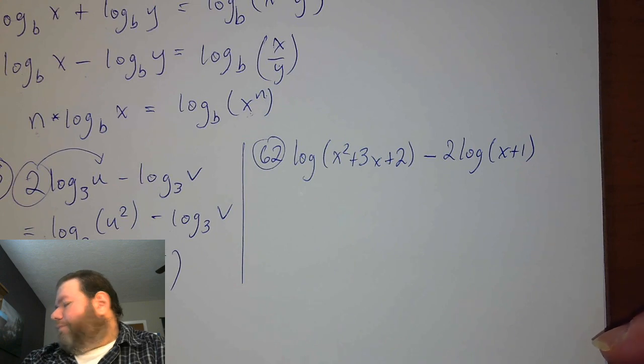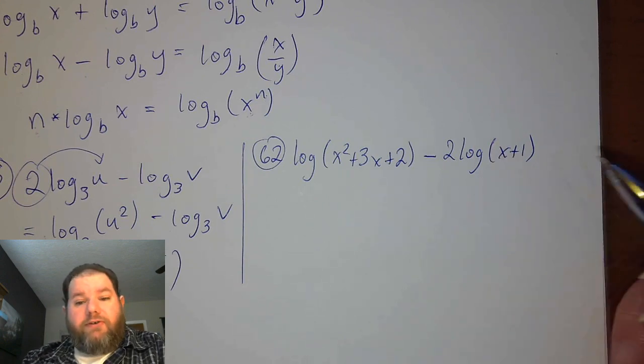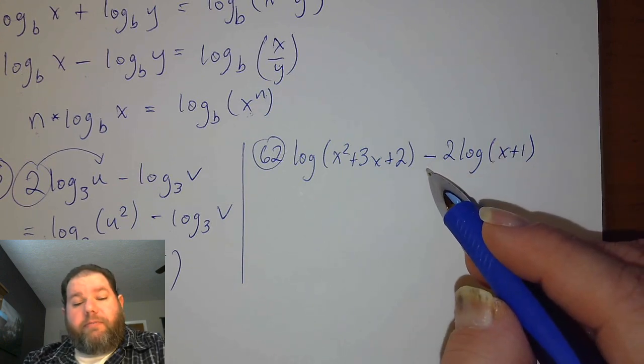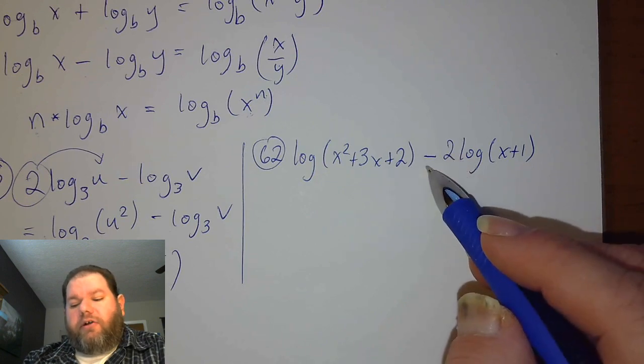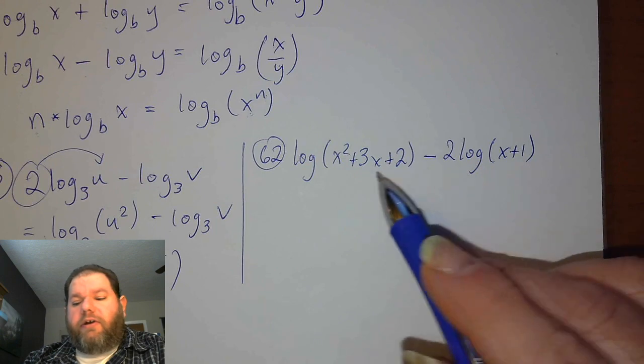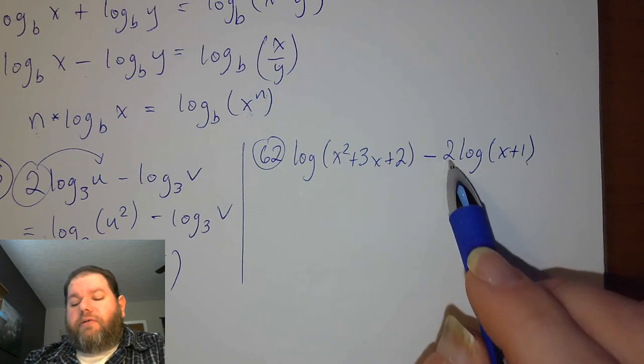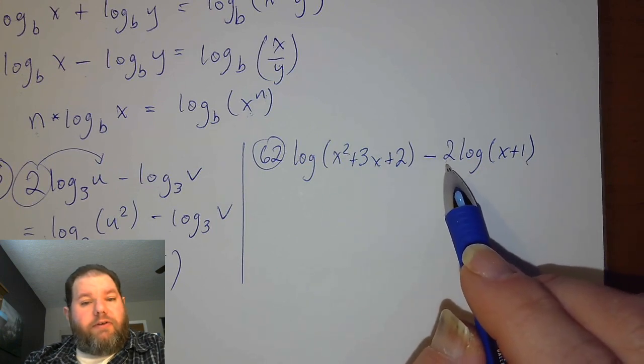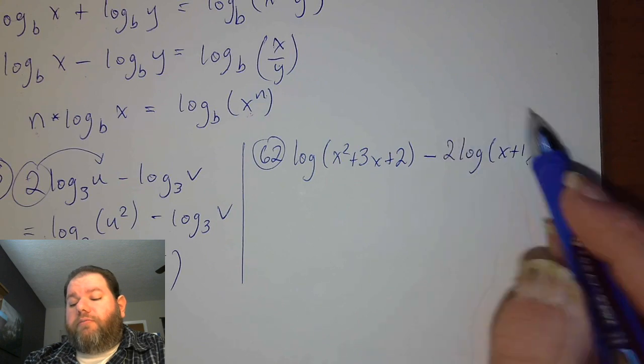Now, same situation. We want to be able to combine these two logarithms. Currently they're subtracted, so we know we'll be able to combine them by dividing the arguments. However, first thing here, we have this 2. So we're going to take this 2, move it up inside.